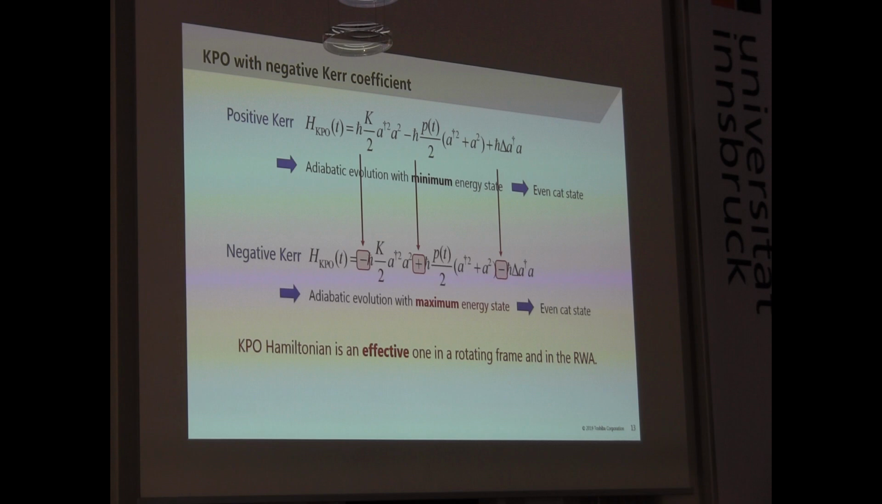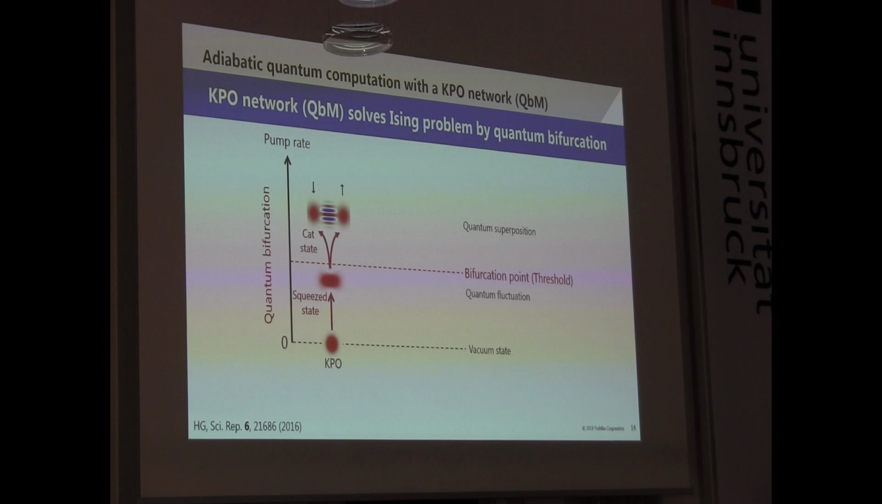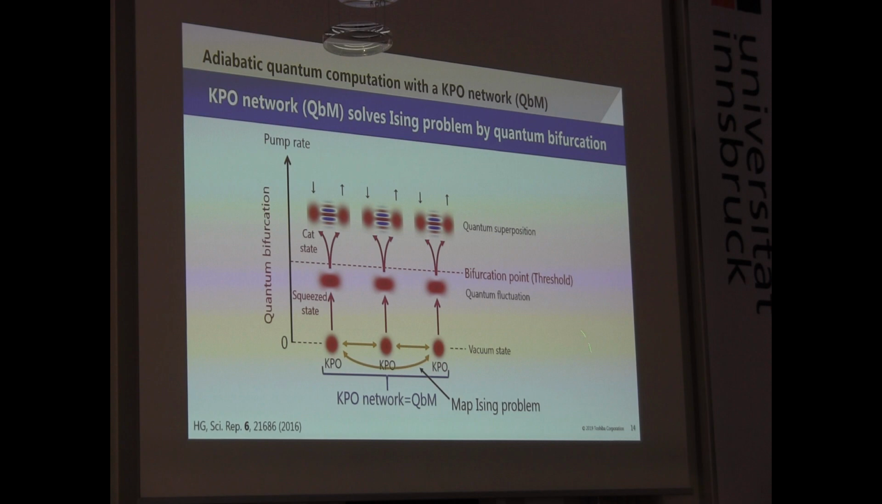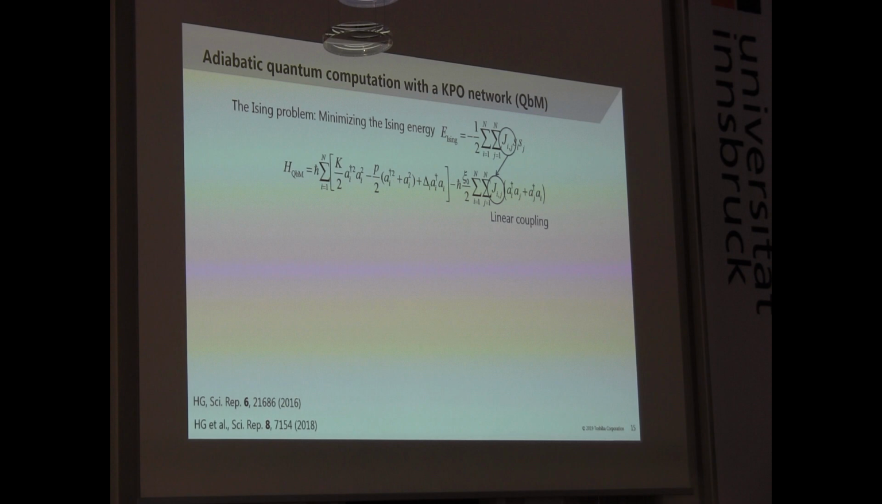Okay, next is adiabatic quantum computation. So I explained one KPO can generate a cat state by quantum bifurcation. Here we prepare many KPOs. And we couple the KPOs according to the given Ising problem. Then we can get the solution for the Ising problem by the quantum adiabatic theorem. Okay? This can be explained more mathematically as follows.